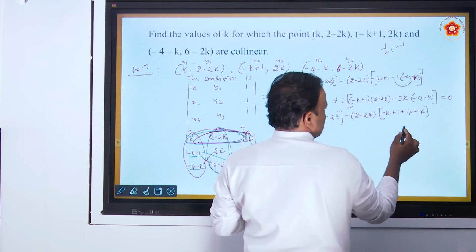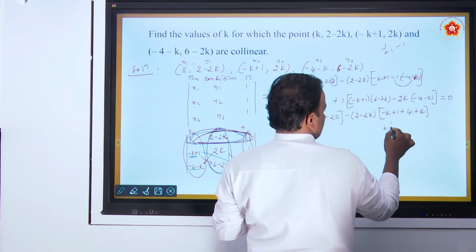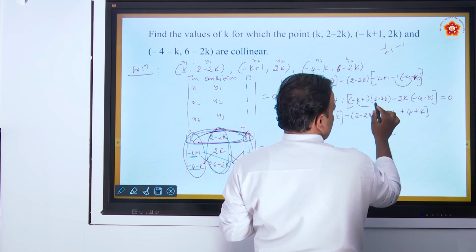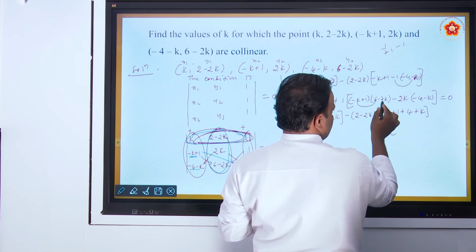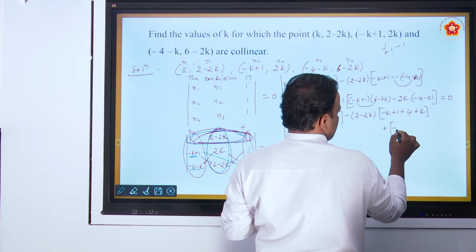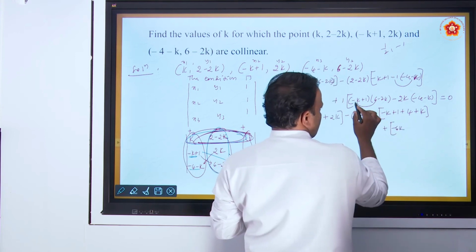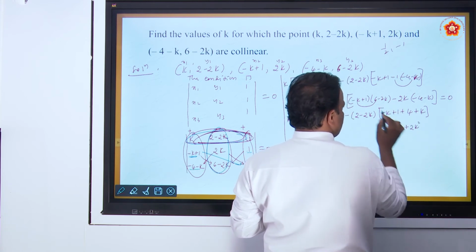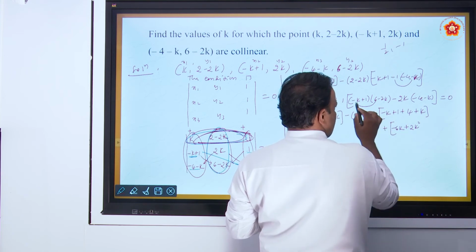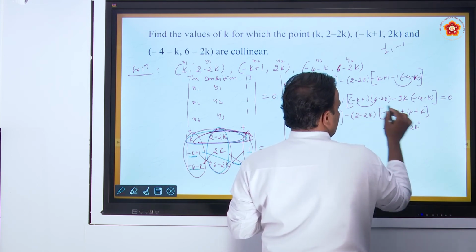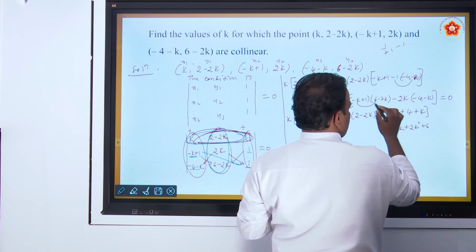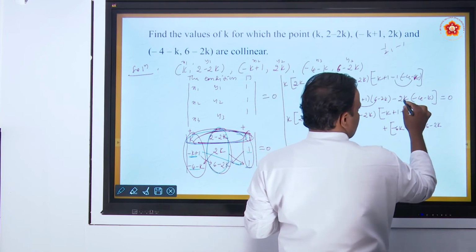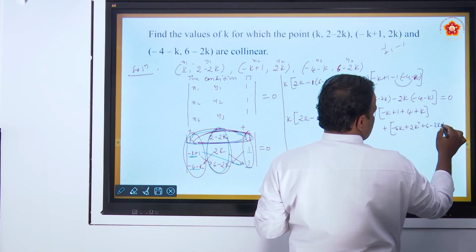Now here, plus this one, no need to write 1 here. So multiply these two brackets first: minus k into 6, minus 6k; minus k into minus 2k, plus 2k square. 1 into 6, plus 6; 1 into 2k, minus 2k. Okay, now multiply 2k into minus 4, minus minus plus, correct.